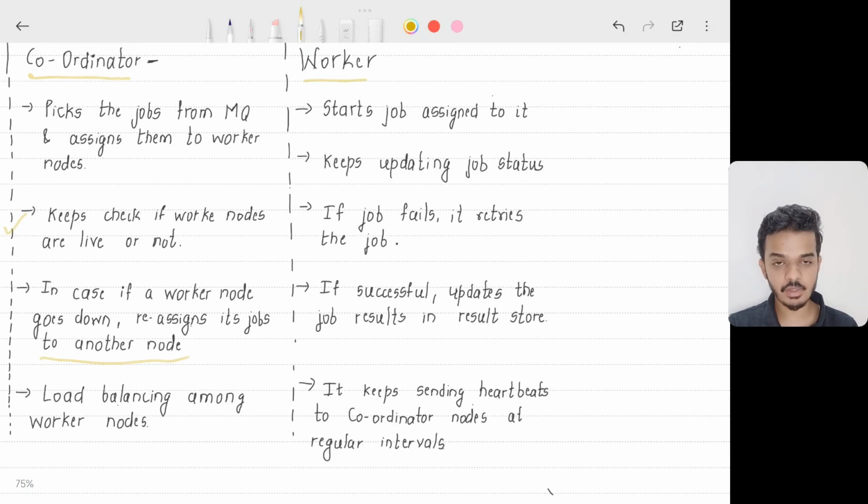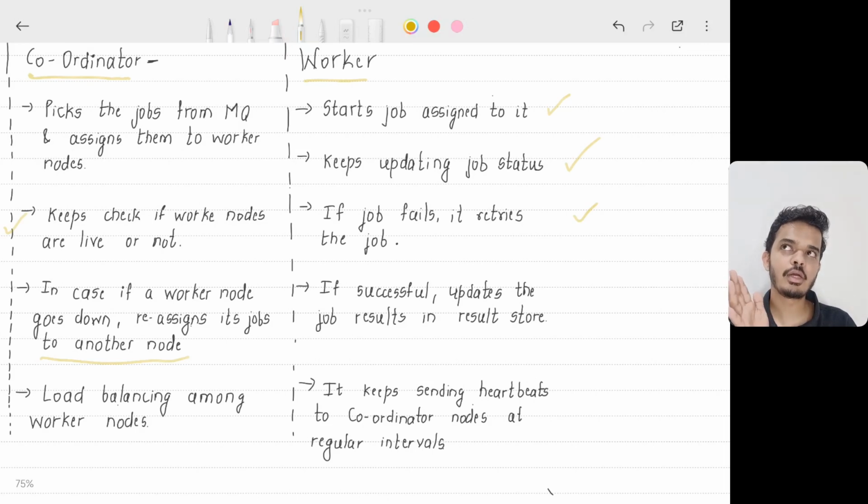Then there are worker nodes. So it starts the job, starts executing the jobs that are assigned to them. It keeps updating the status of the jobs which are being executed. If a job fails on itself, so let's say a job could fail because of various other reasons also, the process could crash. Okay. So in that case the worker node is still healthy but the process has crashed. So in that case the worker node will again retry the job.